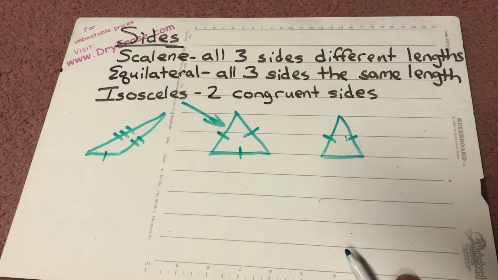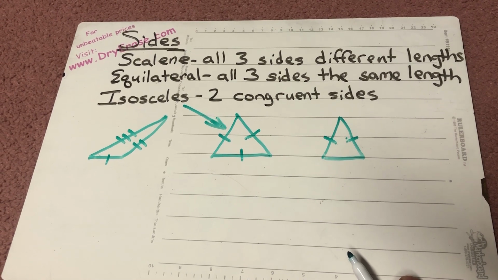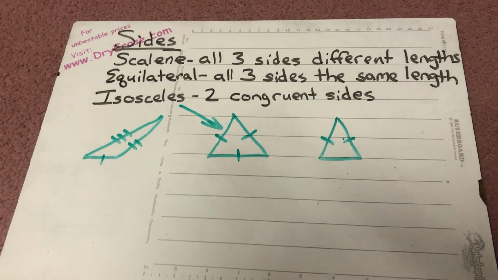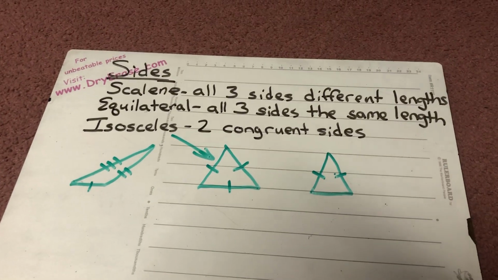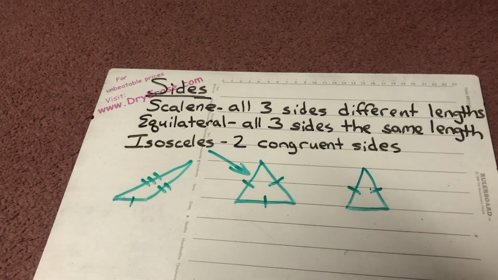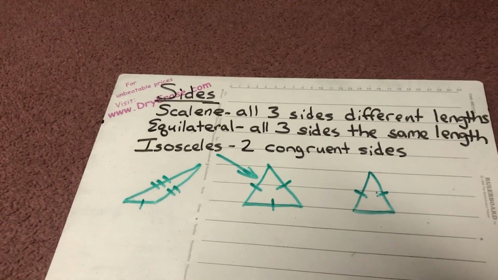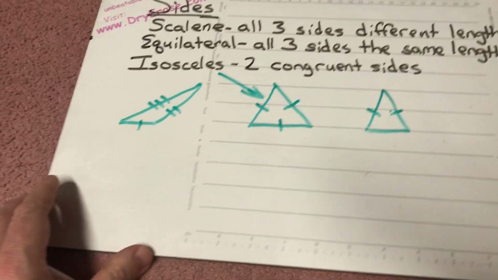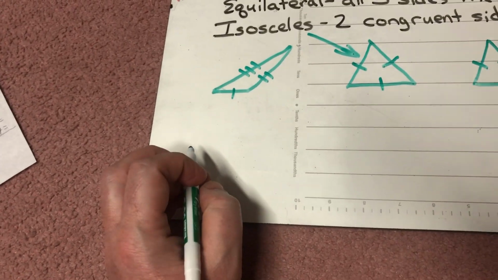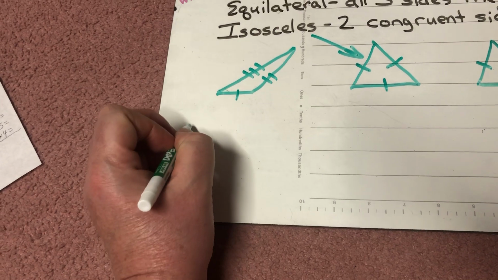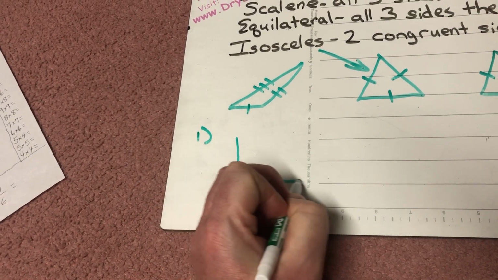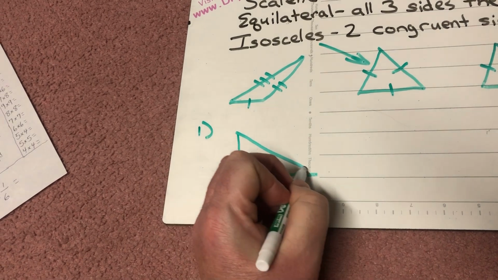Now, what are you going to be doing today? Well, you're going to be looking at triangles, and then you're going to have to classify them by both their sides and their angles. So, let's say you get something that looks like this, for example. Let's start here with number one, and let's say that I have something that looks like this.